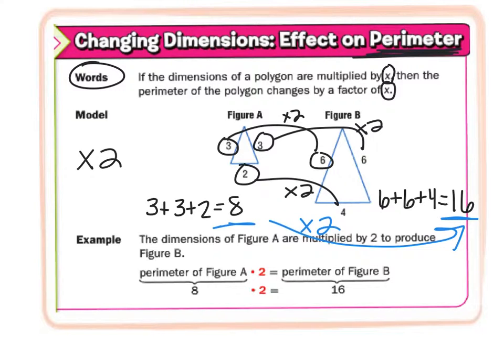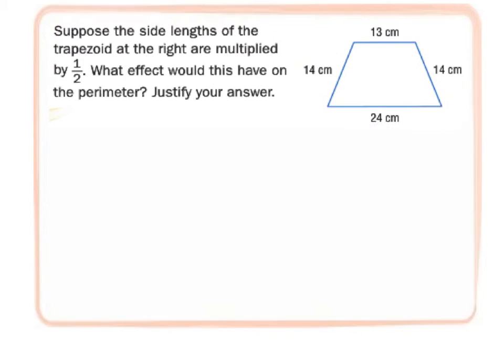So if I did them times 3, my perimeter would go up times 3. So whatever you did to the objects or the figures, that's what would happen to the perimeter. Now keep in mind that's just the perimeter, not the area.